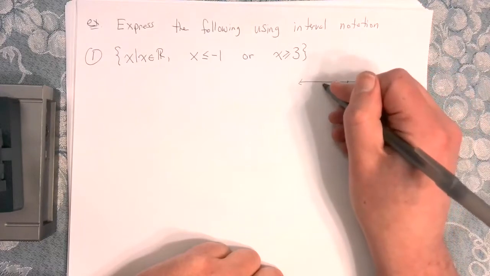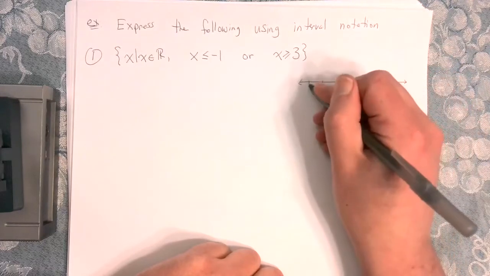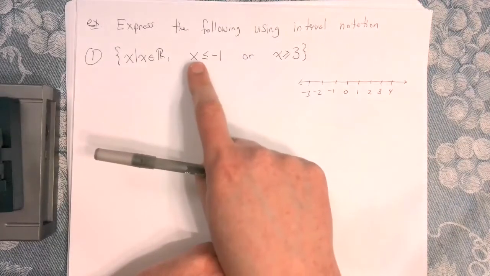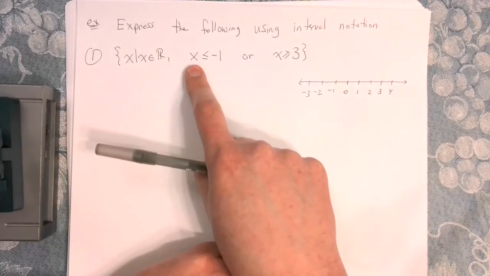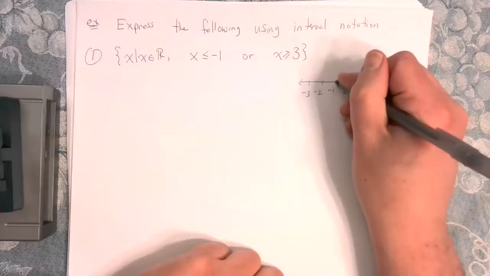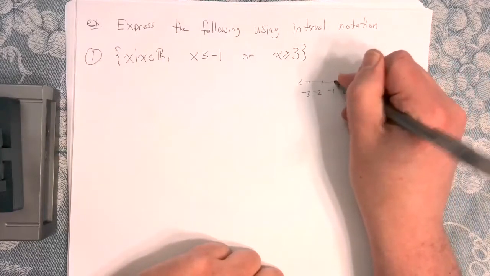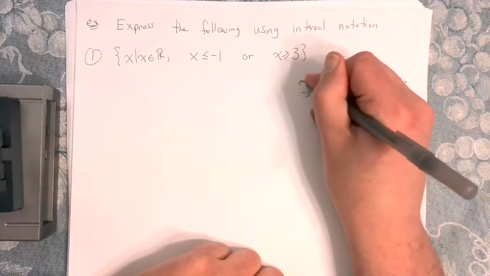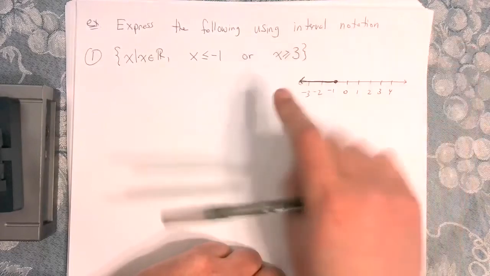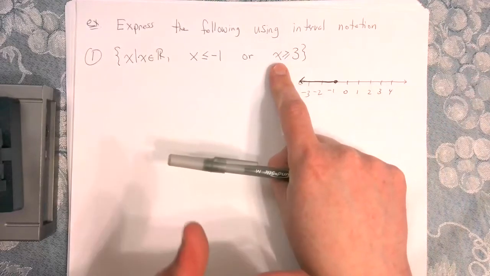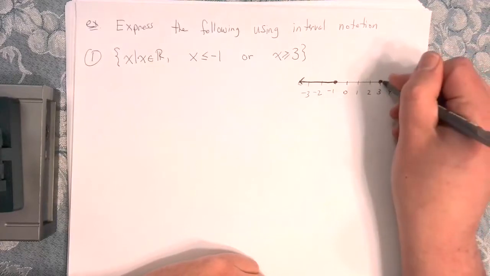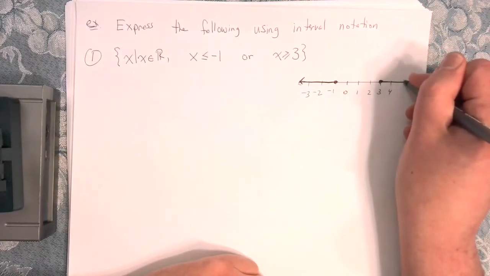And let's say that's -1, -2, -3. Now for this portion, we want all the elements, all the x's that are less than or equal to -1. So that's going to be closed. And then you'd go forever to the left. I'm going to bold that in a bit. And then here you want all the x's that are at least 3, right? So I want to include 3 and I want to go forever to the right.